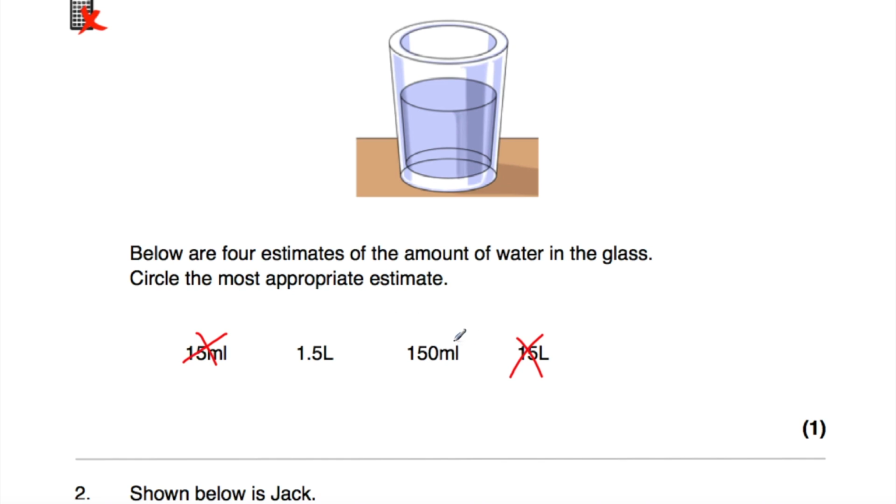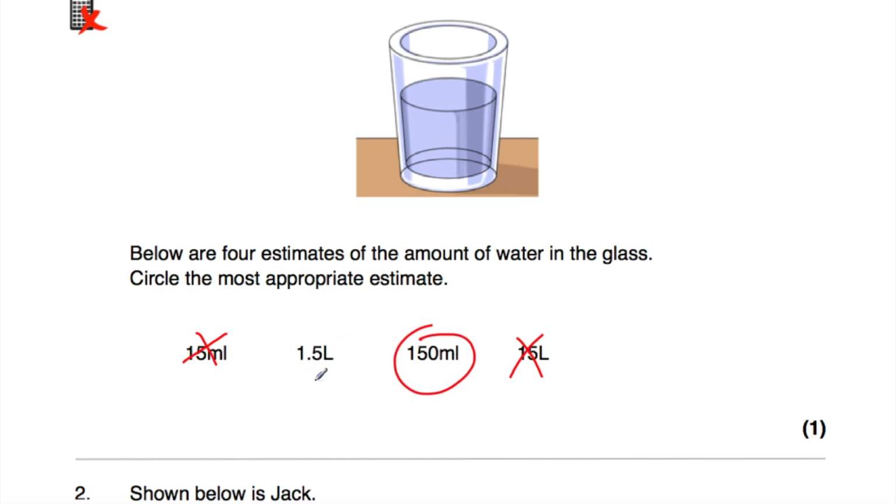Now, whenever I think of a smaller bottle of fizzy drink that you might buy in a shop, it might have something like 500 millilitres or 600 millilitres. So this glass would look like perhaps a quarter of that. Or even if you think of a can of fizzy drink, it usually holds about 330 millilitres. And this looks similar to the amount of liquid in perhaps half of a can. So to me, 150 millilitres would make sense. That's the one I'm going to circle.